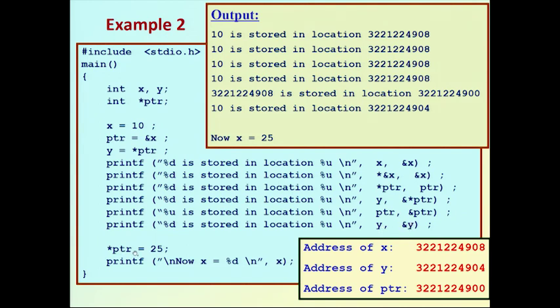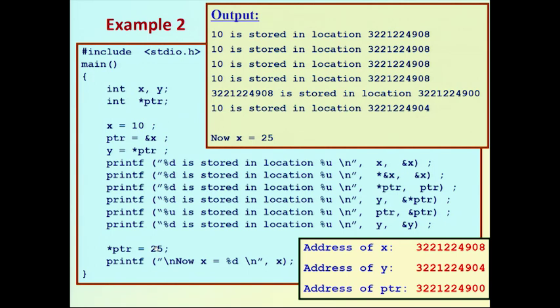Now star PTR equal to 25. What we are giving is star PTR equal to 25. PTR is a pointer variable and star PTR is the value that it is pointing to. So I am assigning 25 to that value. PTR is pointing to x, PTR equal to ampersand x. So actually x must be 25 now.